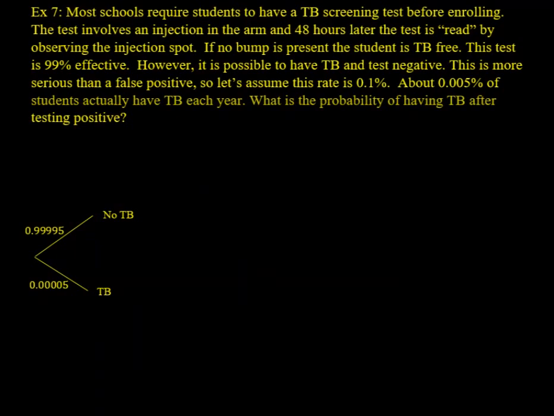So now we move to those conditional probabilities. The probability of, given they have no TB, they test positive is 0.01. The probability of, given they have no TB, they test negative is 0.99. That's where that 99% effective came in. On the bottom, we have the probability that, given they do have TB, they had a positive test. And that's 0.999 because we set that lower bound at 0.001. And the probability of, given they have TB, they test negative, which is a big problem, is 0.001.